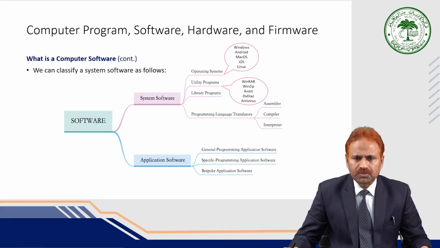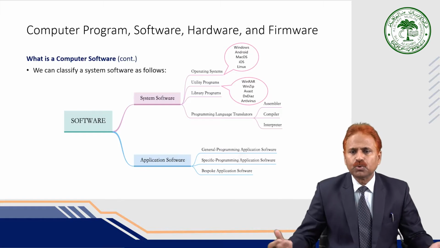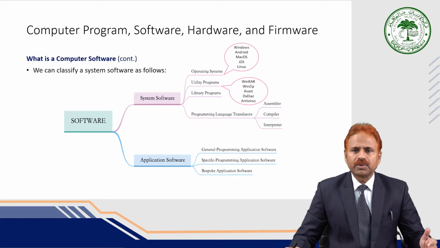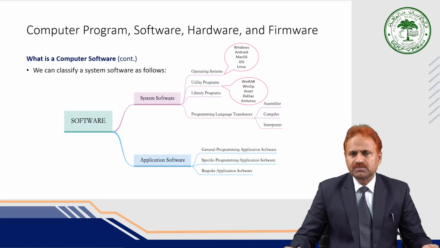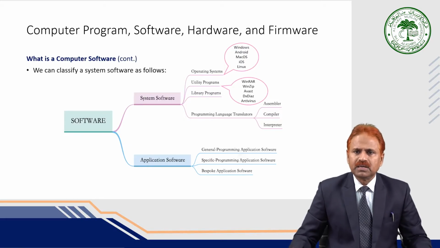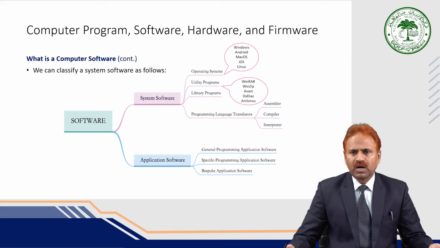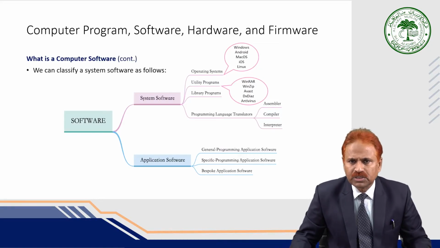They are called system softwares, while examples of application softwares are general programming application software, specific programming application softwares, bespoke application softwares. Examples of operating systems may be Windows operating systems, Linux operating systems, Android operating systems, Mac operating system, or iOS operating system. Examples of utility programs may be WinRAR or WinZip, which are used for compressing files, Avast, antivirus. These are examples of utility programs.